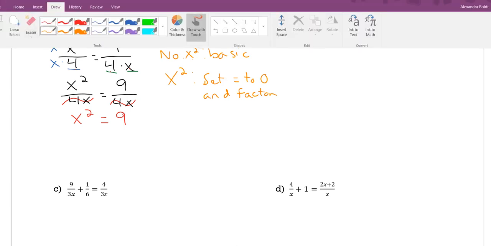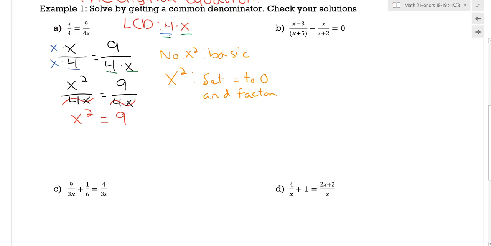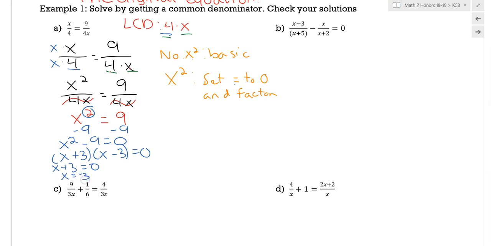Okay? So this one has an x squared. So I'm going to set it equal to 0 and factor. So I'm going to subtract 9. When I have that, we then have x plus 3, x minus 3. Okay. So now I have x plus 3 equals 0, so x equals negative 3. x minus 3 equals 0, so x equals 3.